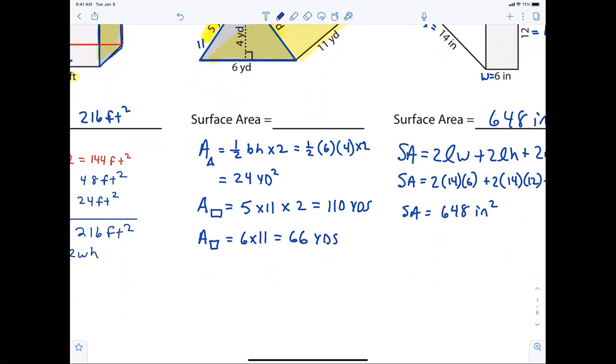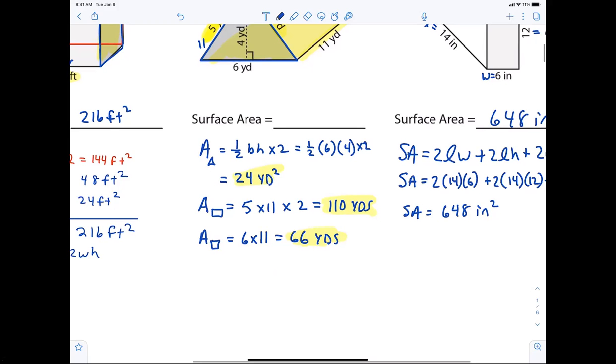And then what am I doing? You're adding them up, and that gives you the surface area. And when you add those up, what is the surface area? 200. Anybody else get 200? 200 square yards.